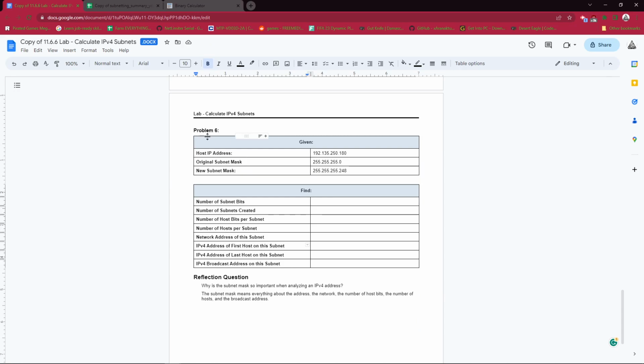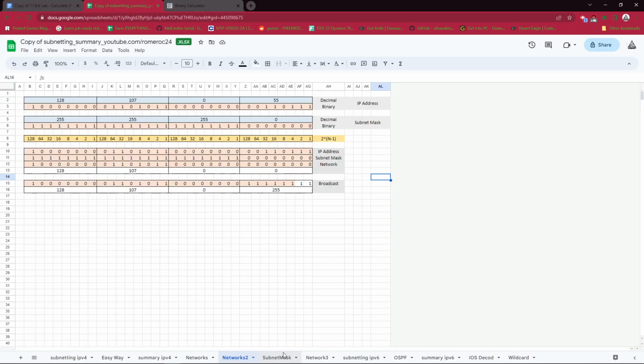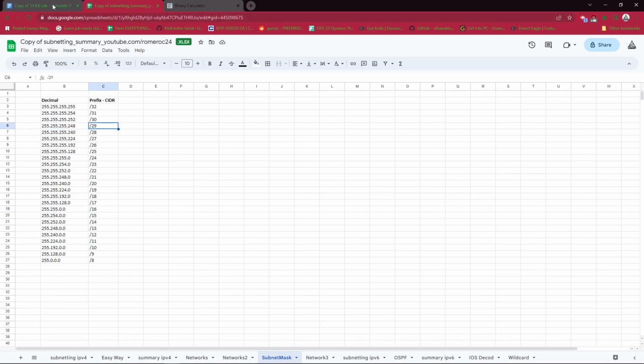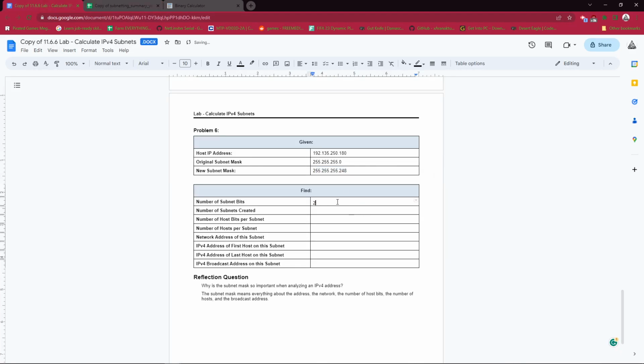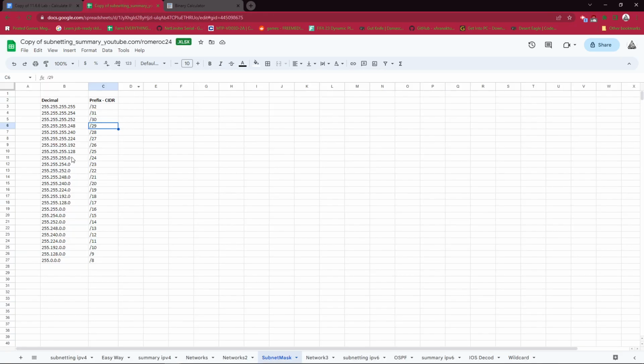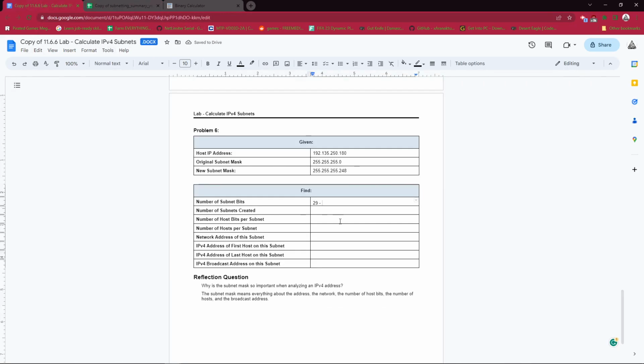Okay, so to the next problem. To find the number of subnet bits, we take the prefix of the new subnet mask and subtract the original subnet mask. The prefix of the new subnet mask, 248, is 29. So 29 minus 24 equals 5. So that's the number of subnet bits.